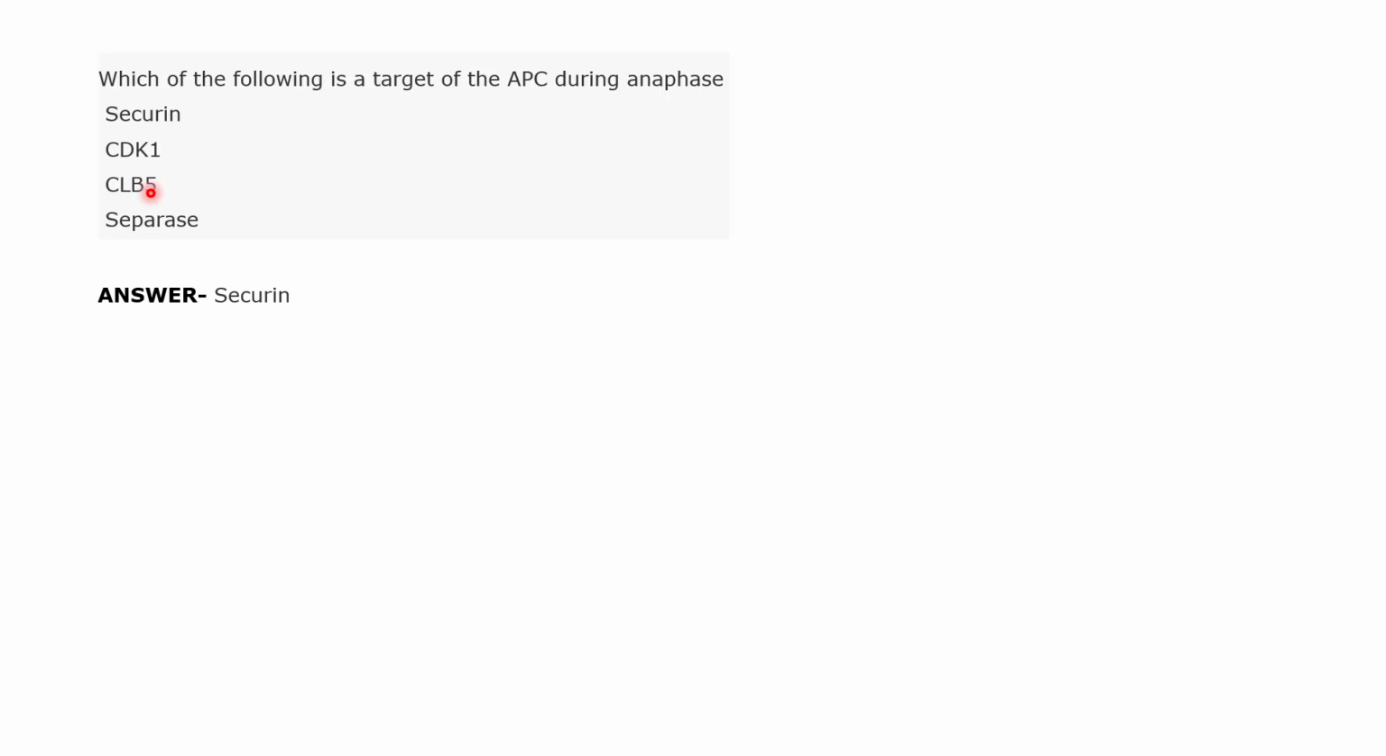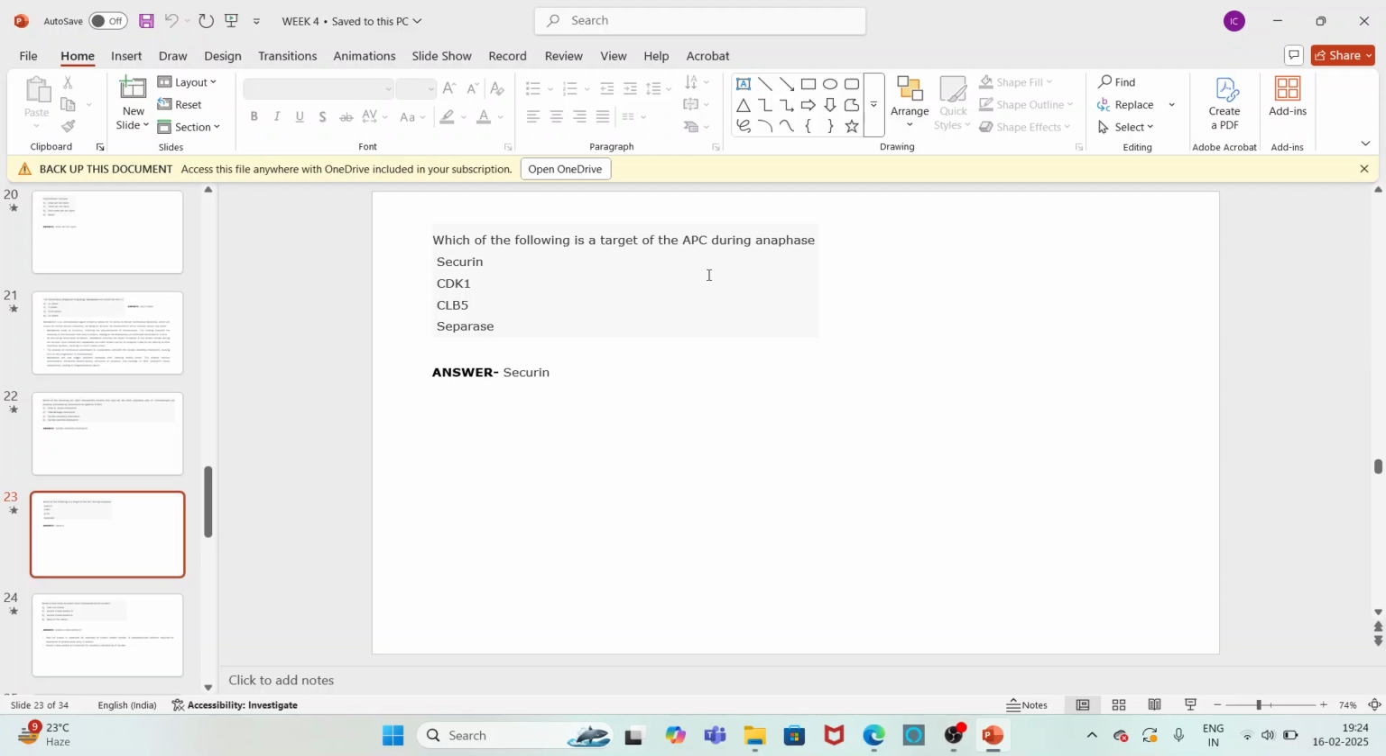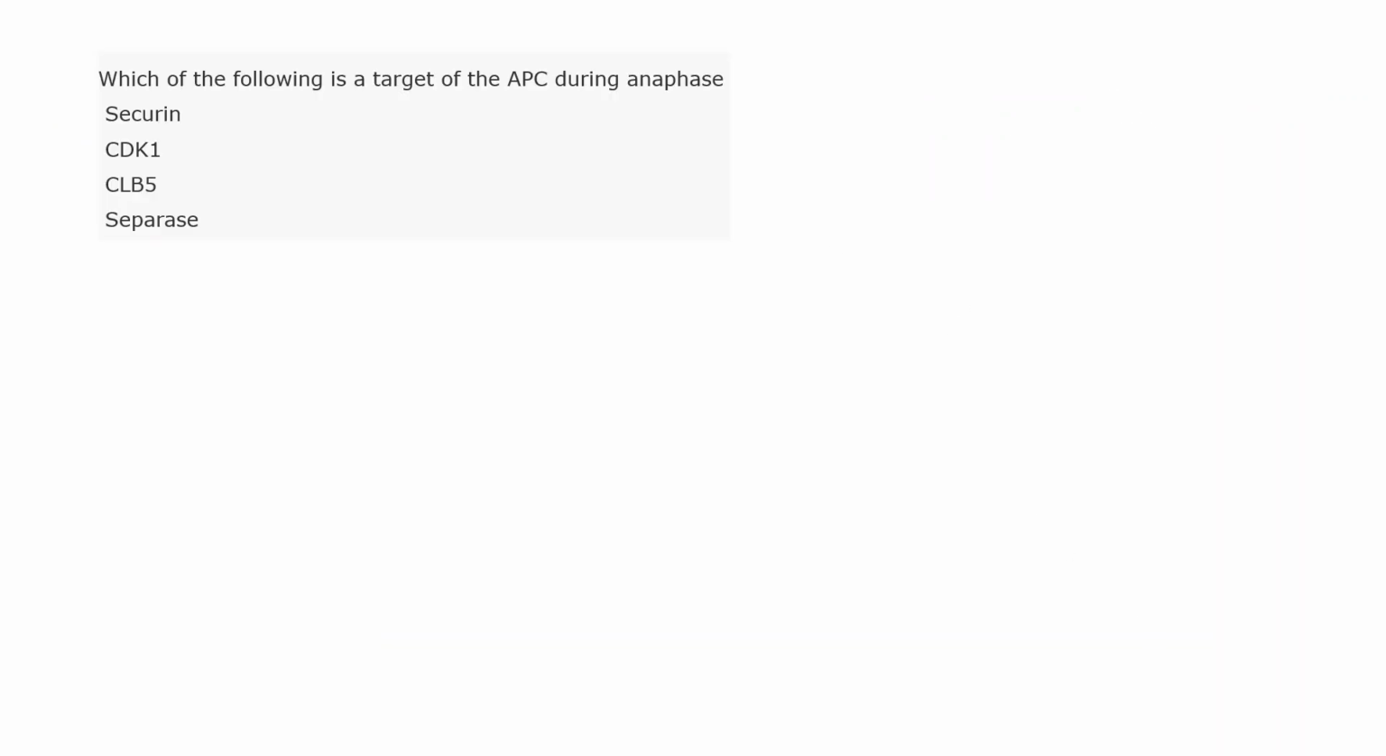So I hope this is clear. Does anyone have any doubt? Okay, so I think this answer is quite clear. I'll move on to the next question then. Do check if CLB5 is also an answer.